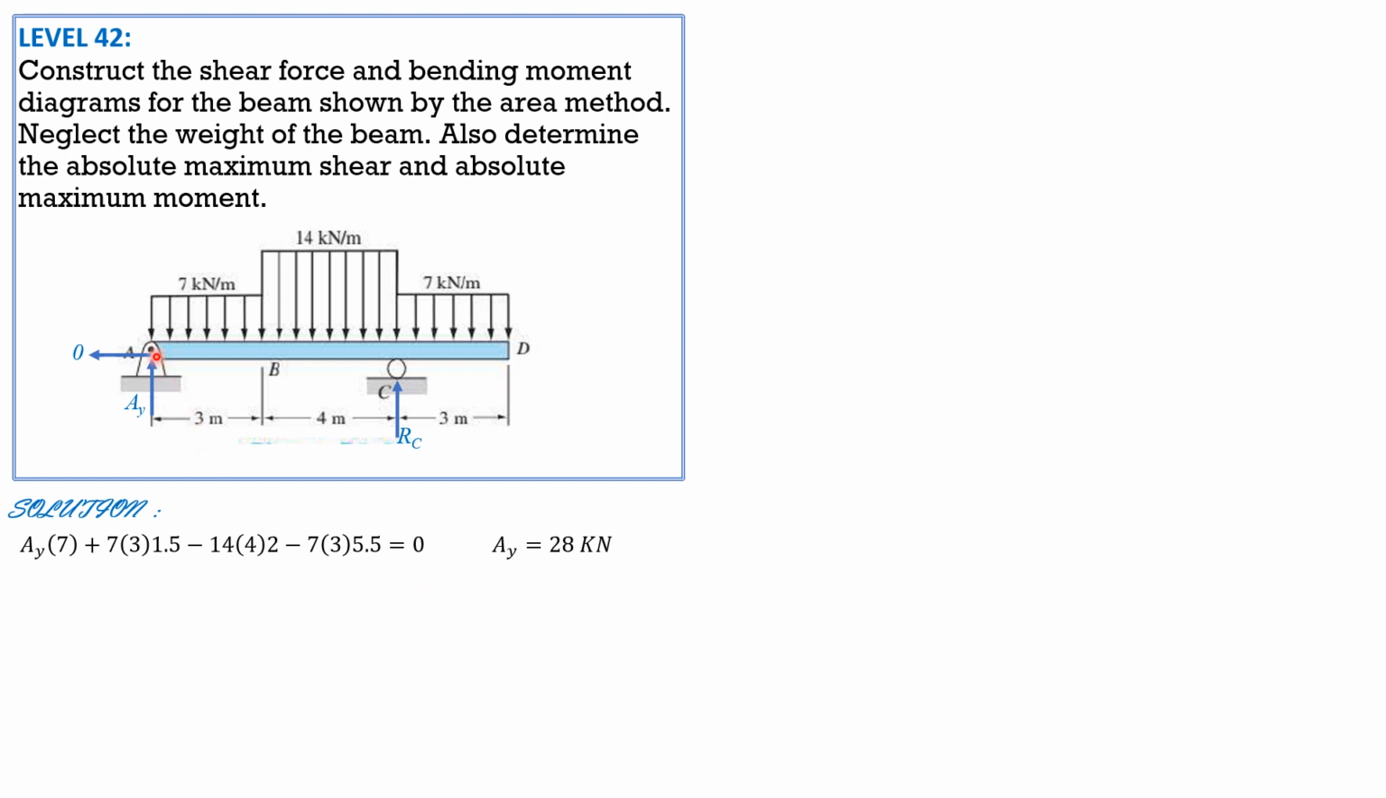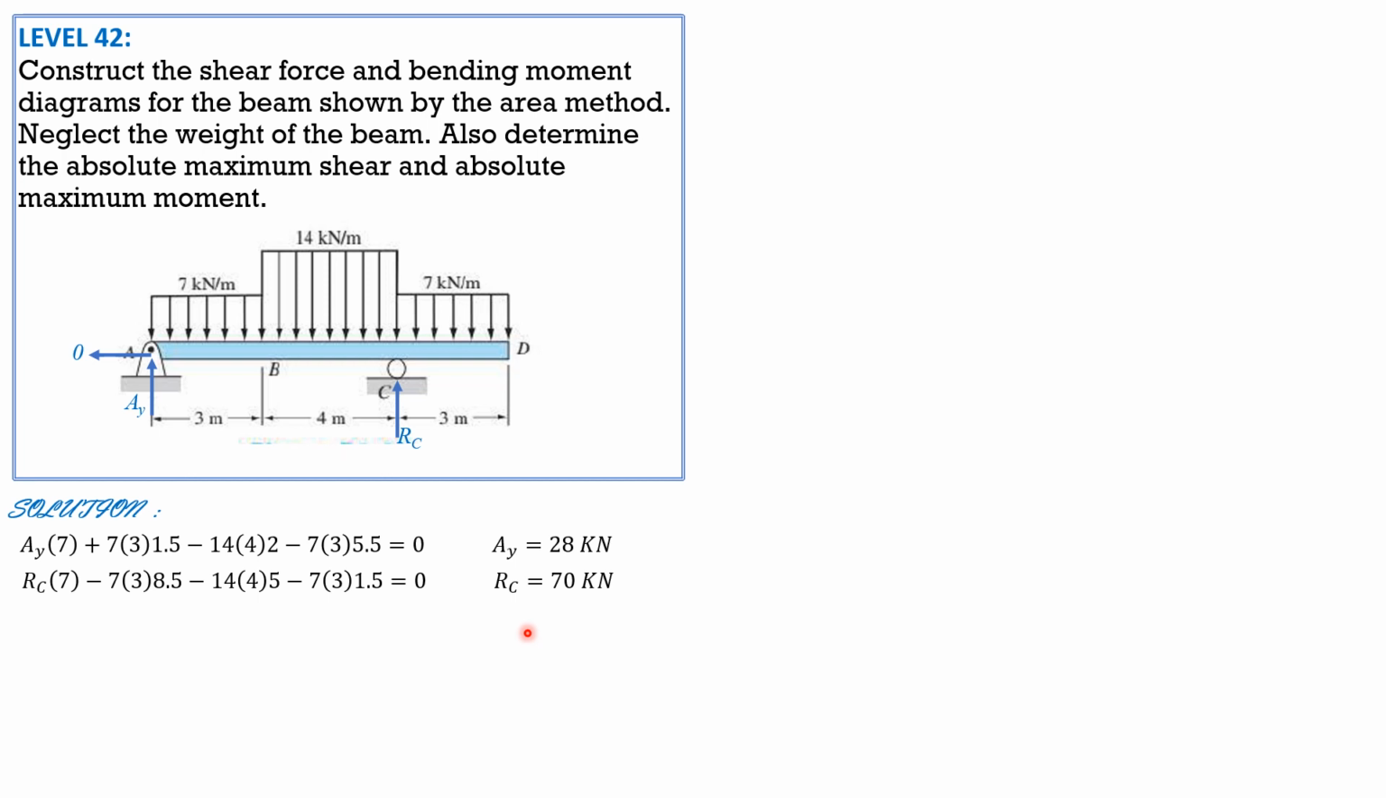Likewise, summation of moments about A equals 0, counterclockwise positive. R sub C times 7 minus 7 times 3 times 8.5 minus 14 times 4 times 5 minus 7 times 3 times 1.5 equals 0. So R sub C is equal to 70 kilonewtons. So I believe we should check the summation of forces in Y if it is 0.